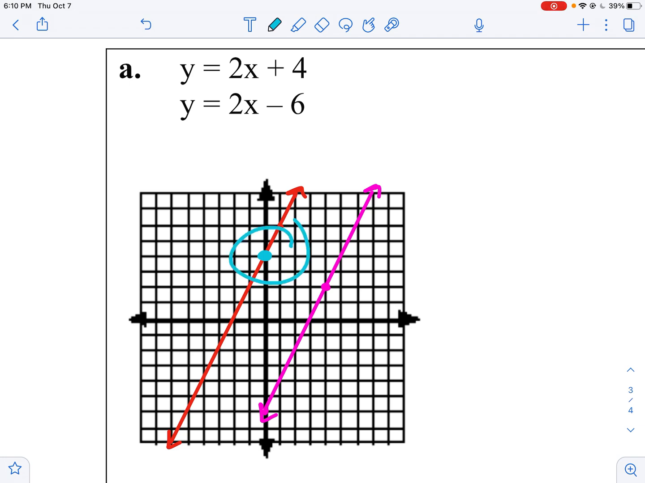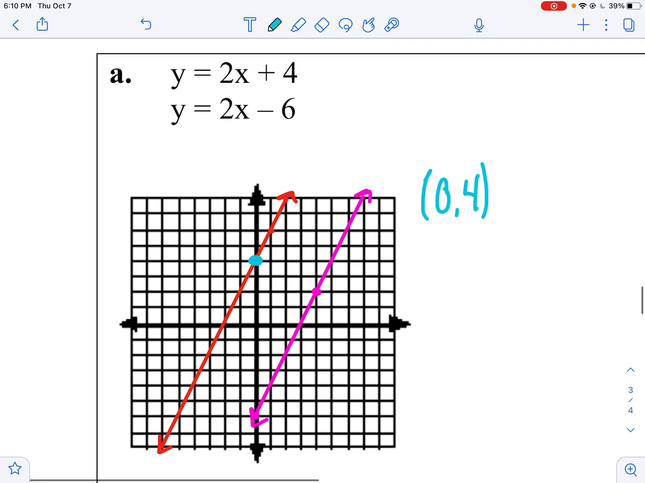So I'm going to go from this dot right here to this one. Just an arbitrary point that I chose, doesn't matter. You could pick any point in the world you want, as long as it's on one of those lines. So this is (0, 4). I picked that point just because I like it.